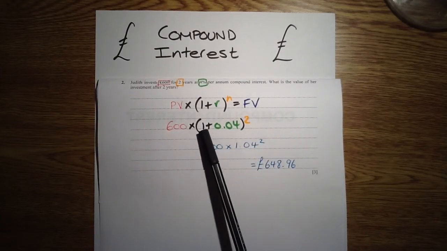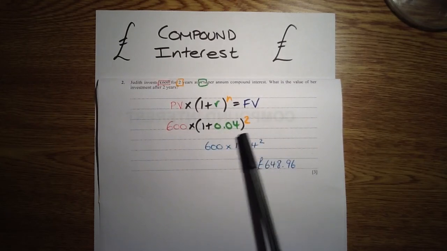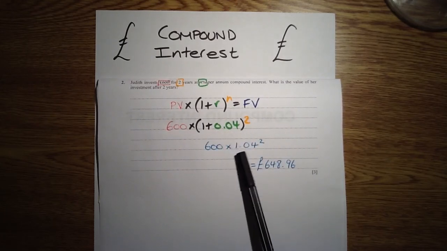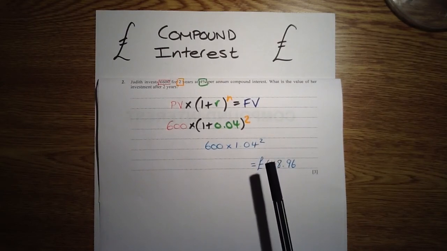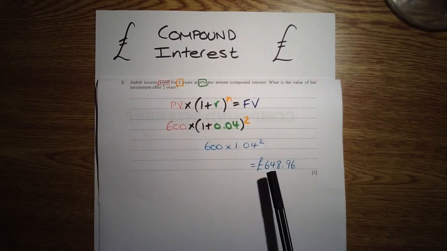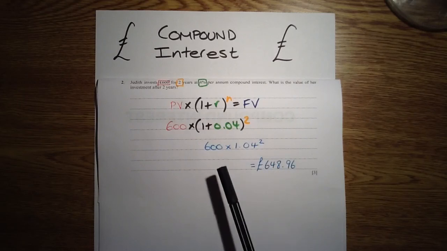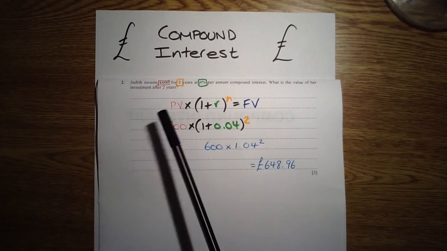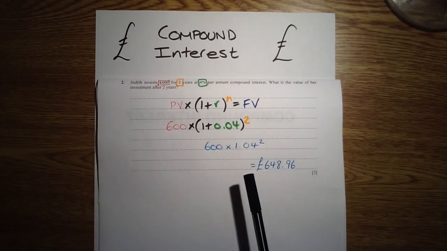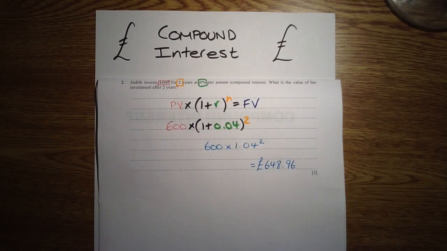Okay, so we can simplify the 1 plus 0.04 to get this here: 600 times 1.04 to the power of 2. When we type all this into our calculator, we get 648.96. Remember your units here, because it's invested in money, it's going to be a monetary value. So your final answer will be £648.96.